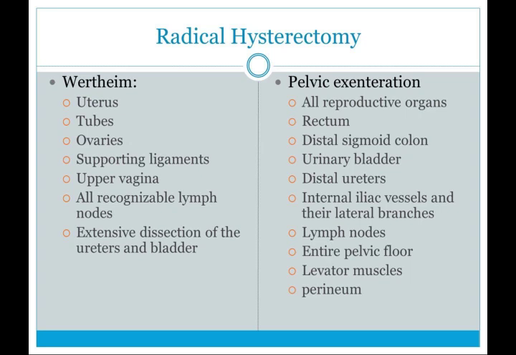A radical hysterectomy can be a Wertheim or pelvic exenteration. The Wertheim procedure is less invasive than the exenteration, but both are used to treat gynecological malignancies, with endometrial cancer being the most common type of cancer of the female reproductive tract. The Wertheim is basically a hysterectomy with lymph node dissection, and an exenteration is much more extensive.